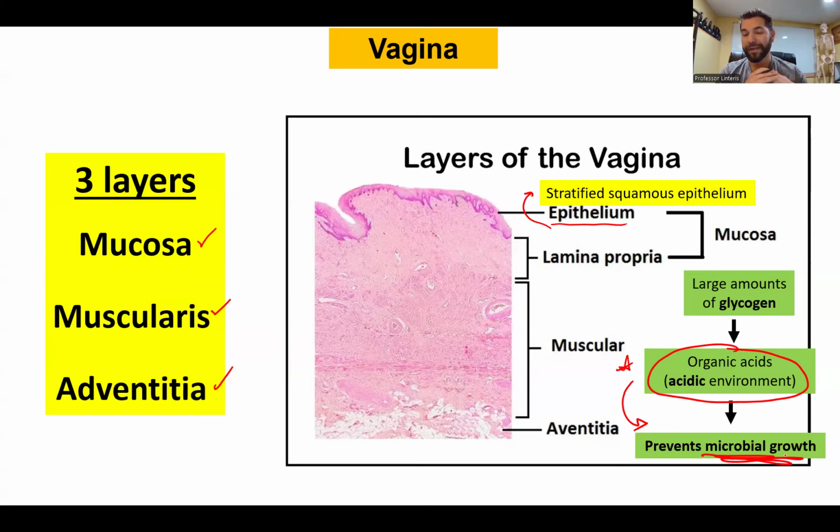We'll talk about during sexual reproduction some components that help maybe neutralize that acid, or as that acid changes throughout the menstrual cycle, allowing for a somewhat more favorable environment for sperm. But in general, those acids are important to help prevent bacterial and microbial growth.